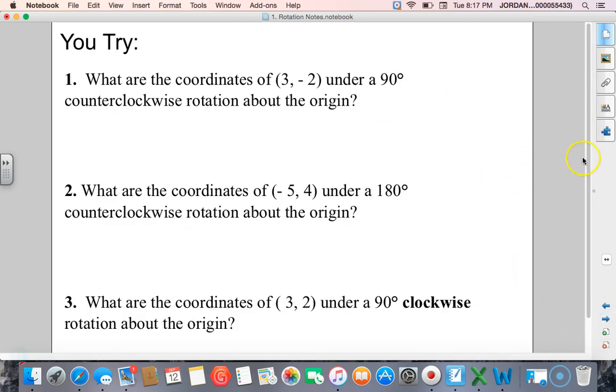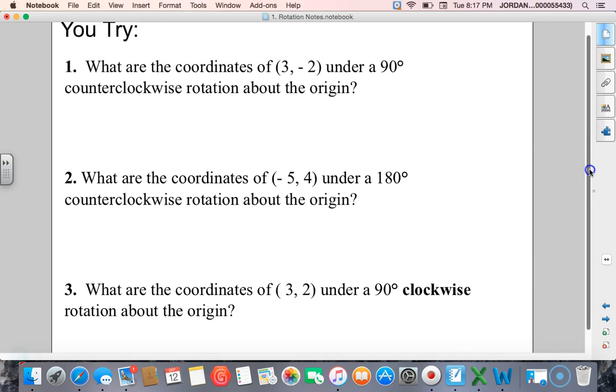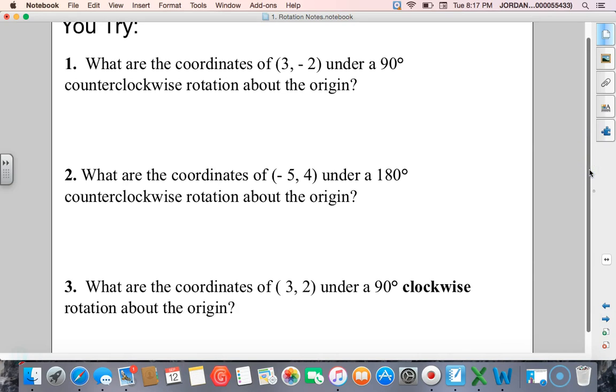All right, so I'm going to let you try these three real quick, and then we'll go over them. So I'm going to pause it. Good luck. Let me know if you have questions. I'll come by and help you.